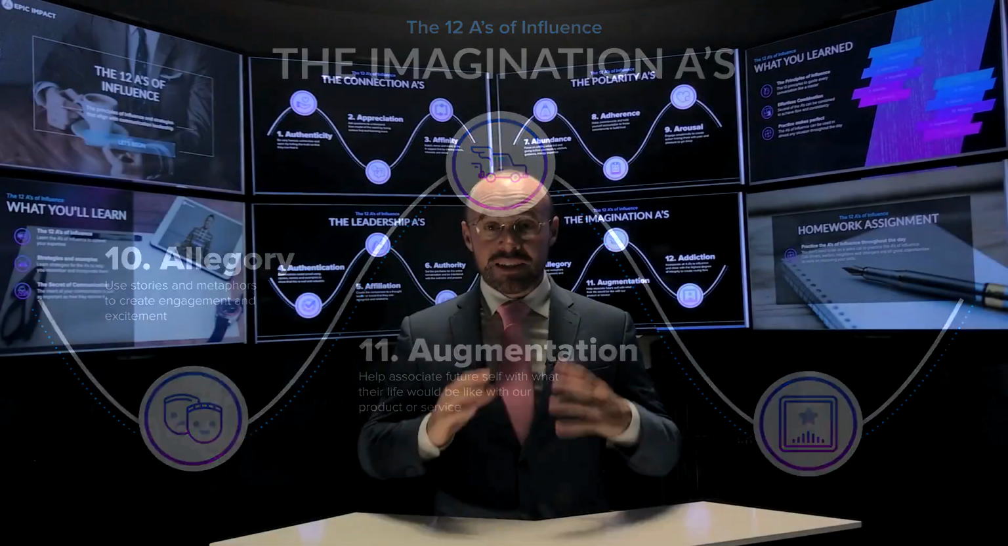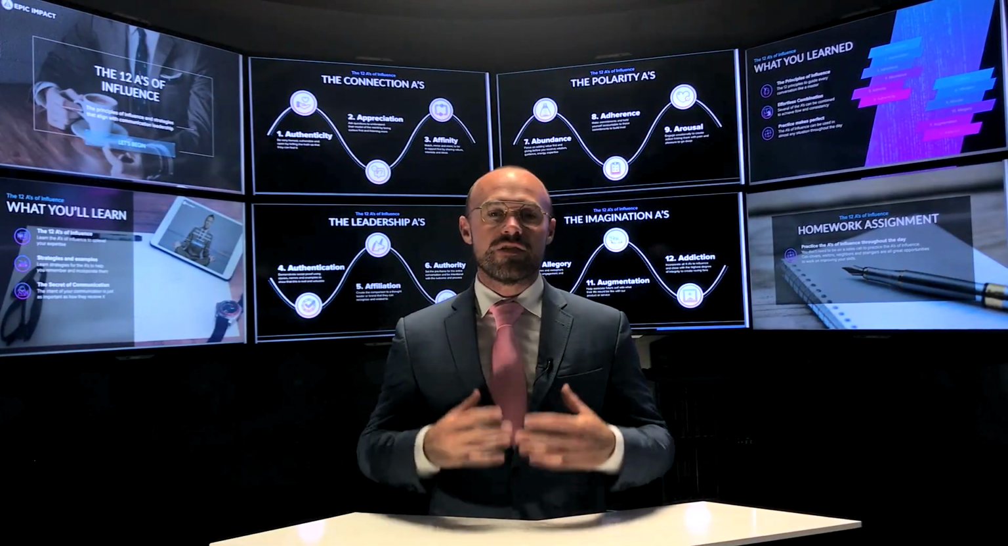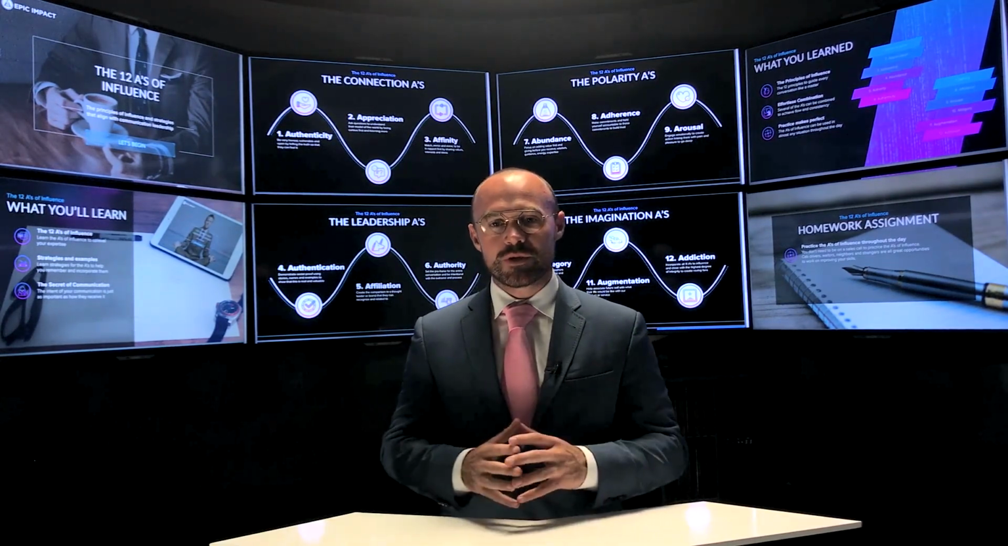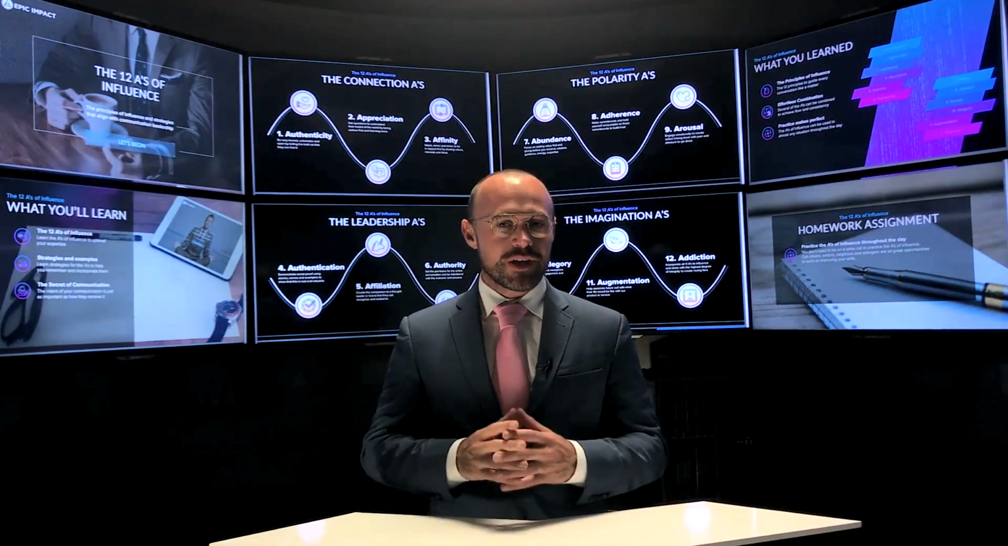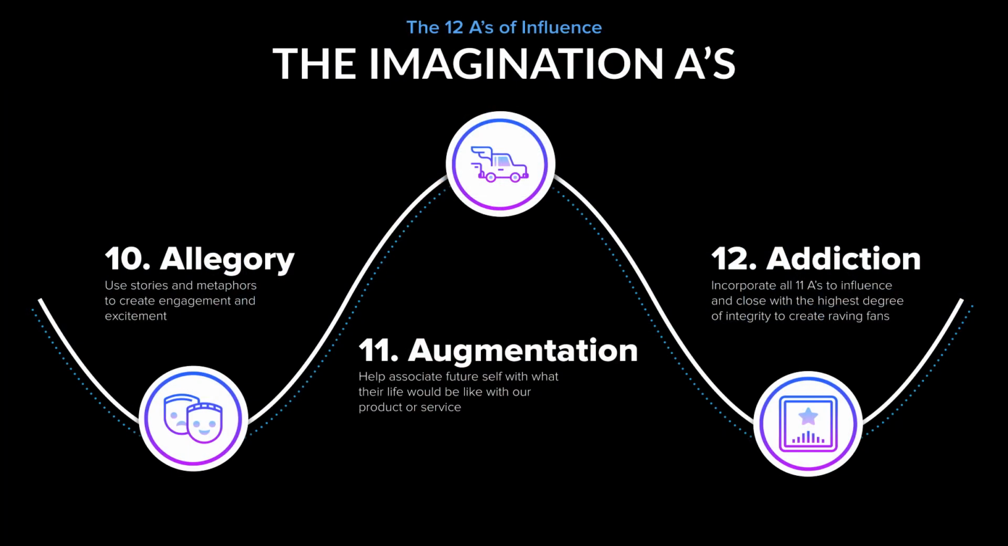Now, the last of the 12 A's is the A of addiction. This is what happens when we've done an excellent job communicating the previous 11 A's. See, what ends up happening is the prospect starts to look forward to connecting and communicating with us again because we've showed up so powerfully using the other A's. See, what happens when we're using the A's of influence is the people that we're communicating with are releasing dopamine and serotonin and the good neurotransmitters that get them excited to have the next interaction with us.